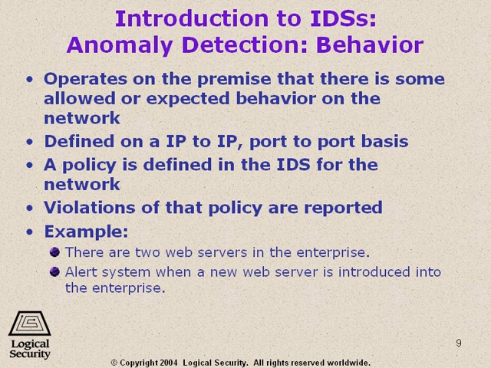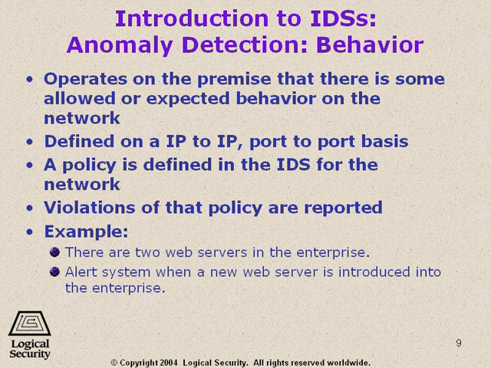So let's talk about the behavior-based anomaly IDS. It operates on the premise that there is some allowed or expected behavior on the network, defined on an IP to IP, port to port basis. That means from here to here, this service to that service. A policy is defined in the IDS for the network, and then violations of that policy are reported.